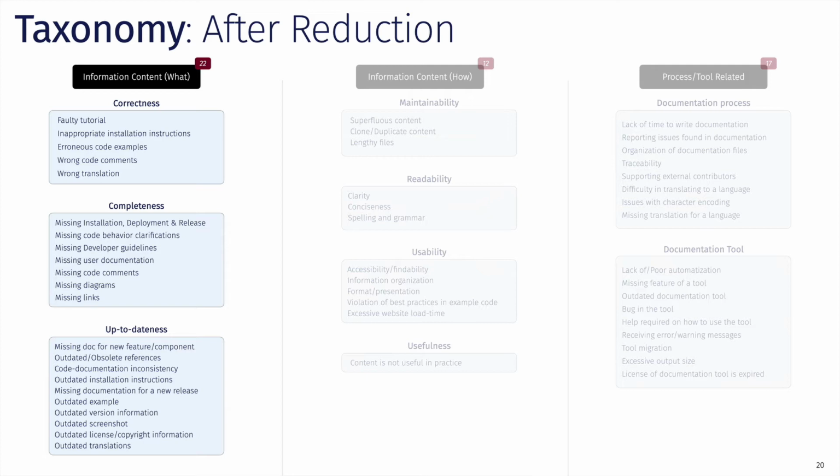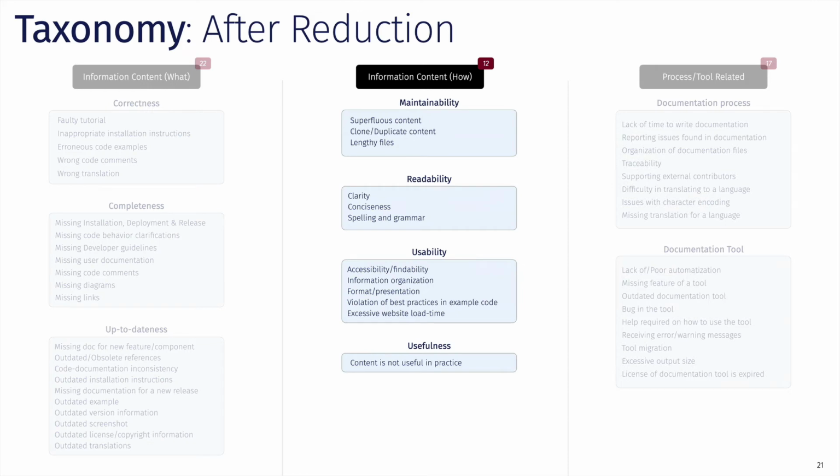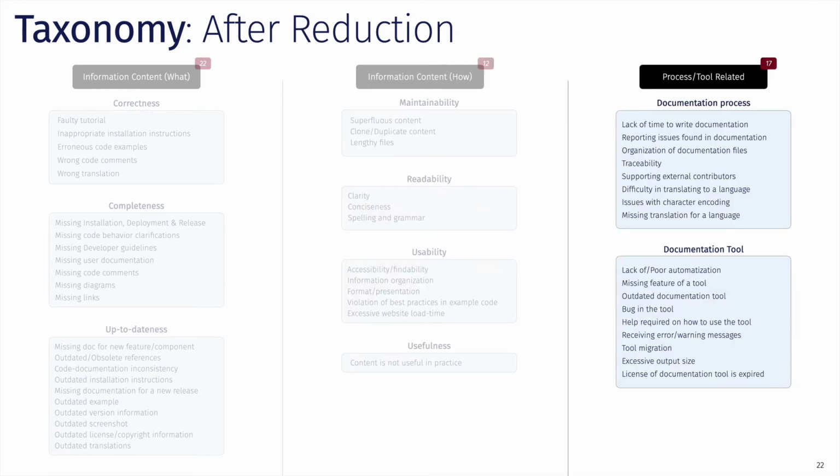First group refers to problems with the documentation content, like what is written in the documentation. Second group relates to how documentation is written or organized. And lastly, the third one groups issues linked to documentation process or tools.